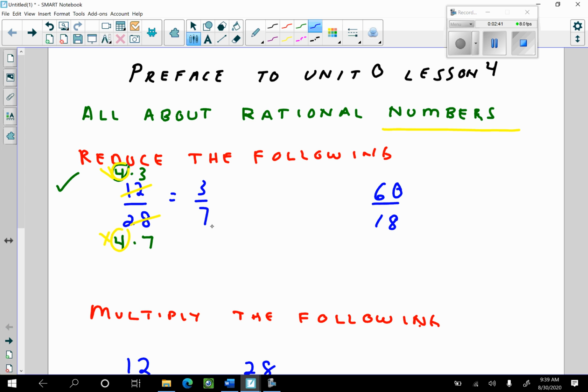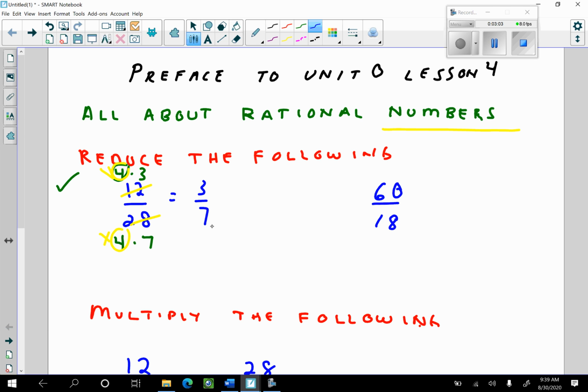So 12/28. We probably could have seen that 12/28 is 3 7ths without doing the factoring. And if we could, that's okay. But when we get to the rational expressions, it might be a little bit harder to see. It will be a little bit harder to see. Okay, so let's do another example about reducing fractions.